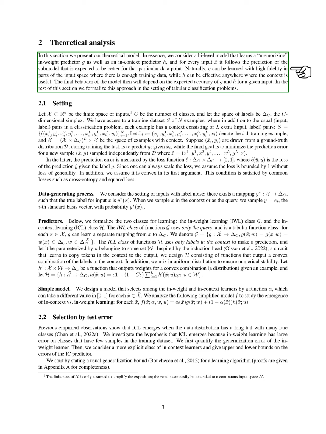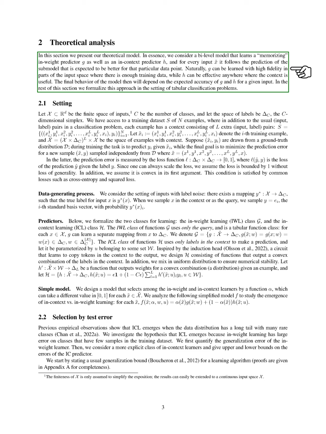The predictor G can be learned accurately in areas where we have sufficient training data, while H can be effective wherever the context is relevant. Ultimately, the model's performance will depend on the expected accuracy of both G and H for a given input. We will formalize this approach in the context of tabular classification problems.